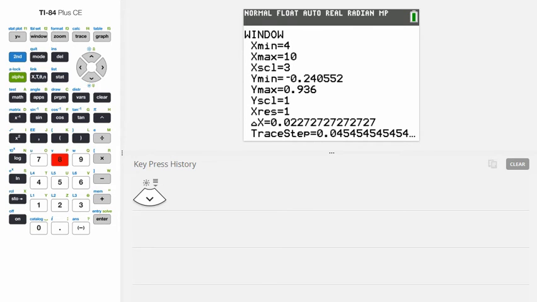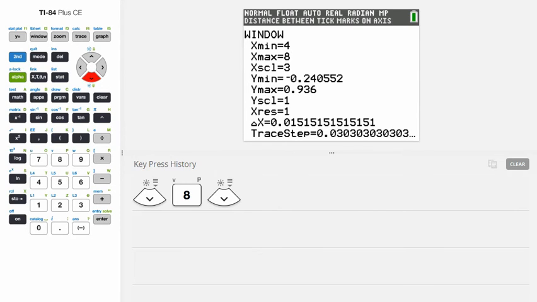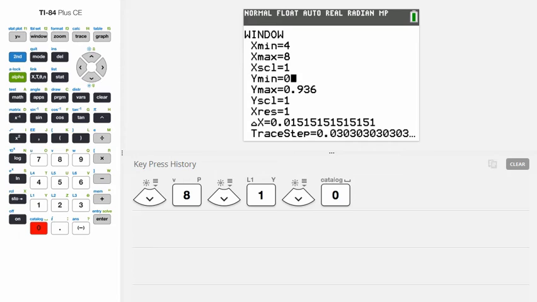I want to use 8 because I like a little bit of space between the end of my graph and my window. Now for our x scale, we want that to be 1 because we want 1 bar per number. Our y min, we're always going to start that at 0. Then our y max, since our highest probability was 0.4, I want to use 0.5, because I like a little space between the top of my greatest frequency and my window. I'm going to leave everything else the same and press graph again.